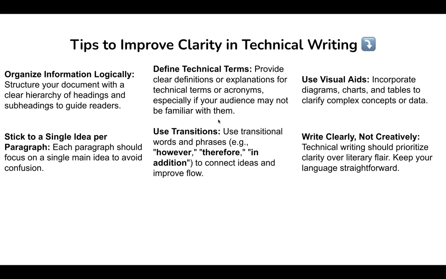So the next one is write clearly, not creatively. Technical writing should prioritize clarity over literary flair. So you should keep your language straightforward, so you don't have to be like them. A very good example of this would be sometimes when I read some articles, a very good one I read that I was so angry and annoyed about the whole idea. The person used, was it God of War or Lord of the Rings, characters in Lord of the Rings to explain technical concepts.